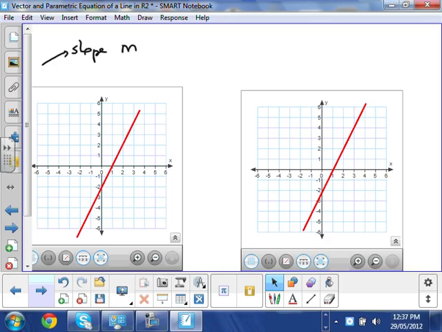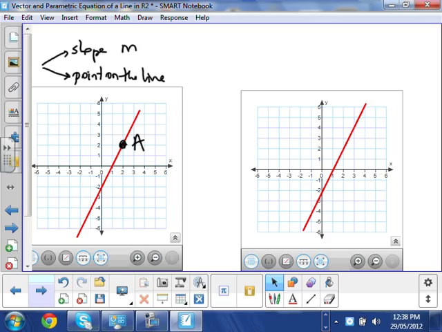Now, I need one more thing to be able to fix that line where I want. And that extra element that I need is a point on the line. If I have a certain point A, let's say, on the line, I cannot move my line up and down. There is a unique line that will have this slope and this point on the line.